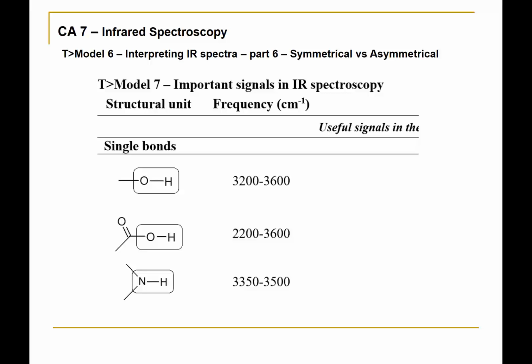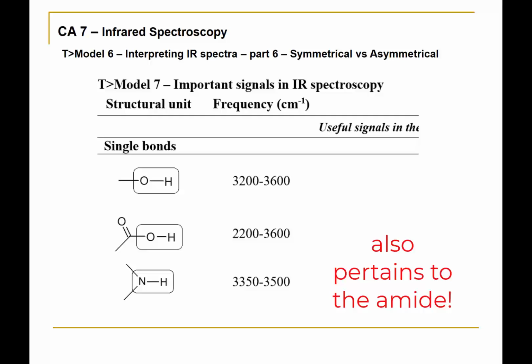You can see that I'm showing the representation of the structures and the corresponding signals for the single bonds concerning the OH in an alcohol, a carboxylic acid, and an amine. We've already seen the information concerning the alcohol and the carboxylic acid. Let's now turn our attention to the amine, and what is also true is this pertains to the amide.